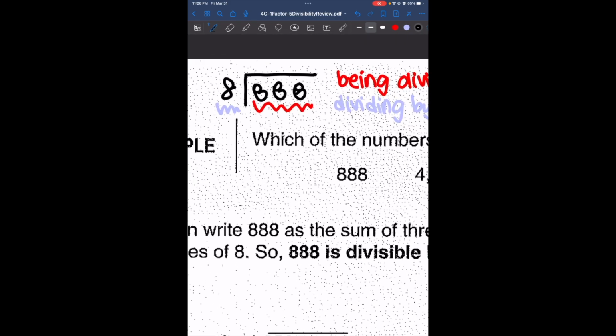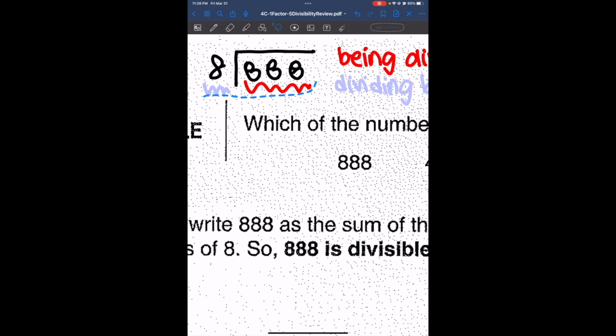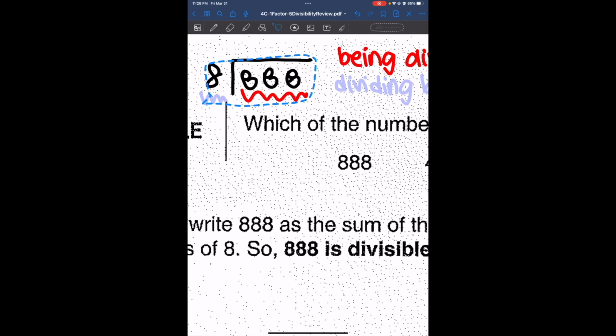Now, we're first going to look at the very first number of the dividend. So, how many 8s, how many of the divisor can go in the first digit? So, how many 8s can go into this 8? It can go in once, right? So we multiply these two.